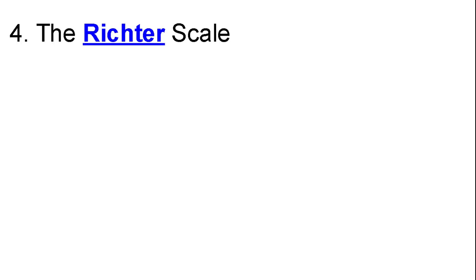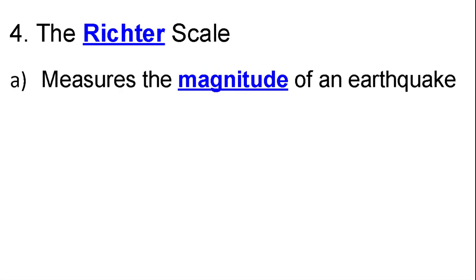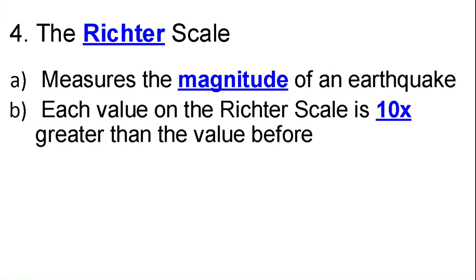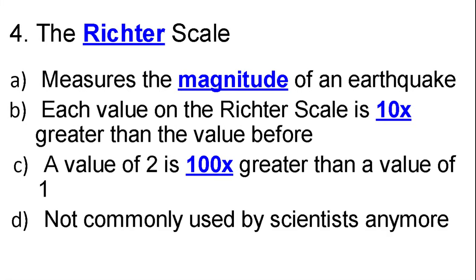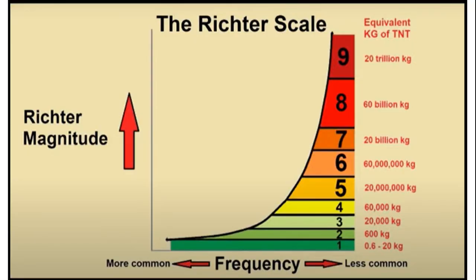The Richter scale possibly is the one that you've heard of the most, and this is the one that was used by a lot of scientists, but in the last 20, 30 years or so, we have shifted away from using it. It is a way to measure the magnitude or the energy of the earthquake, and each value on the Richter scale is 10 times greater than the value before, meaning a value of 2 is 100 times greater than a value of 1. But scientists don't commonly use this anymore, and I'll explain in a minute why that is.